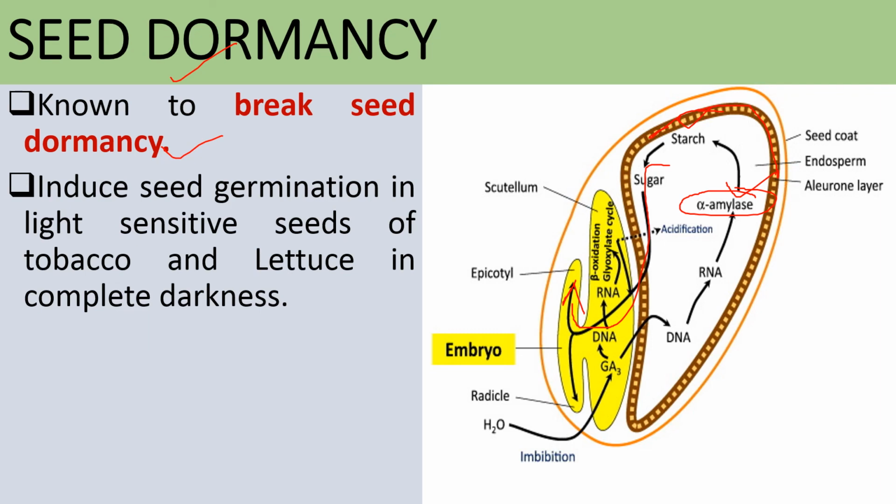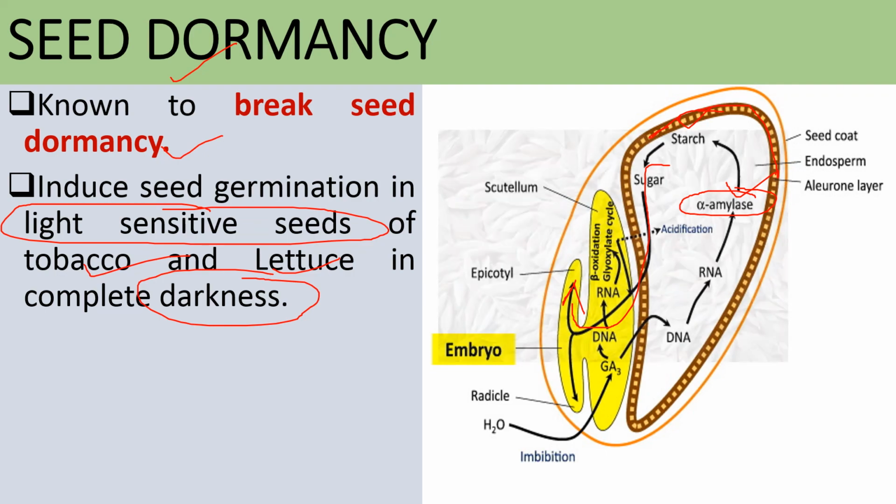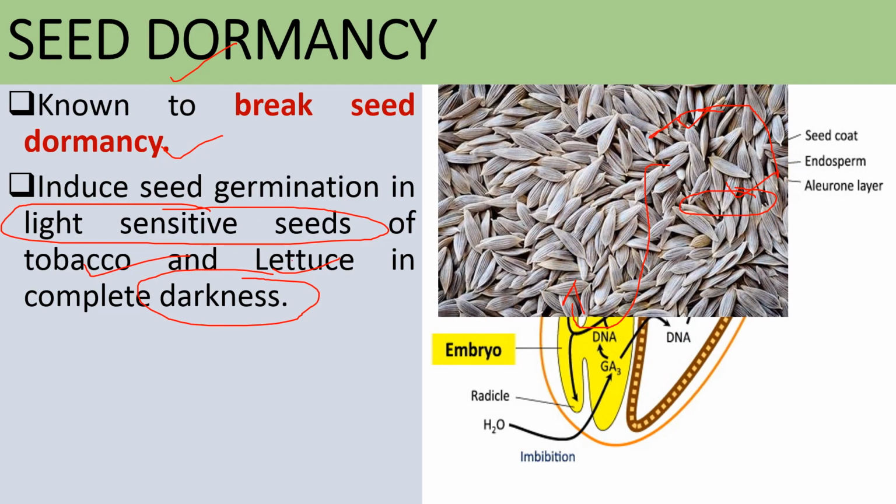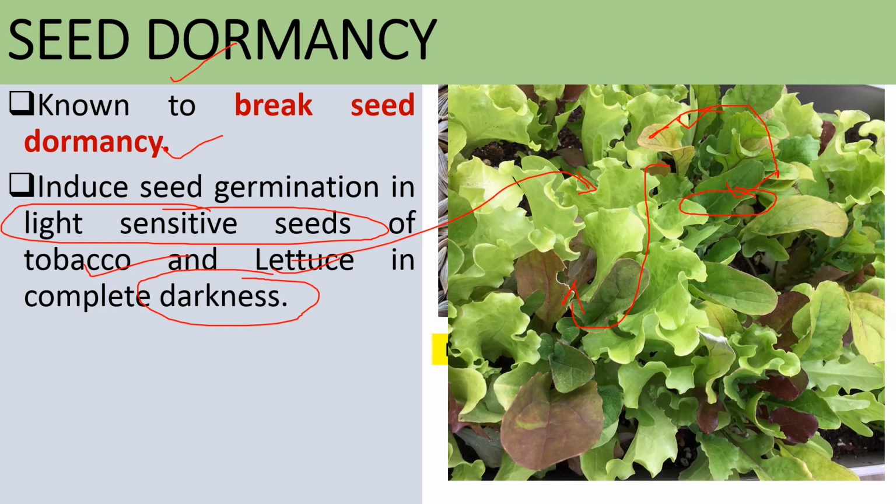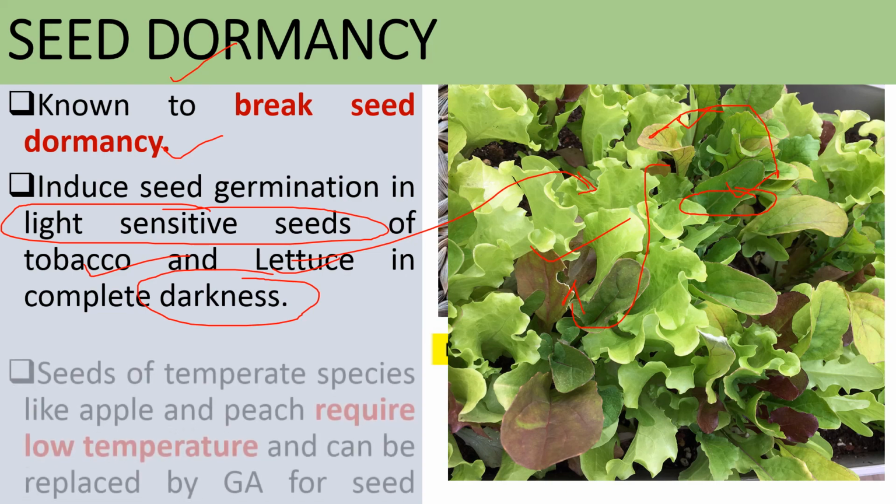It induces seed germination in light sensitive seeds of tobacco and lettuce in complete darkness. So GA is known to induce seed germination under dark conditions in light sensitive seeds, or we can say photoblastic seeds. So these are the seeds of lettuce, and this is the plant of lettuce, which is commonly known as salad.